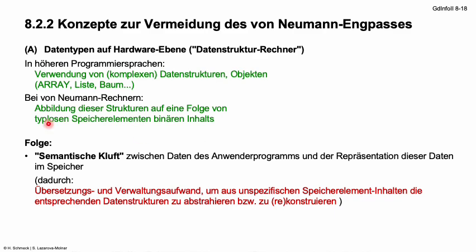So it can be sped up somehow. However, through doing this, we have a consequence, something known as a semantic gap between the data of the user program and the representation of this data in memory. And then we have another complexity here. We need effort for translation and administration so that we can abstract or reconstruct the corresponding data structures from the untyped, or typeless, memory elements.